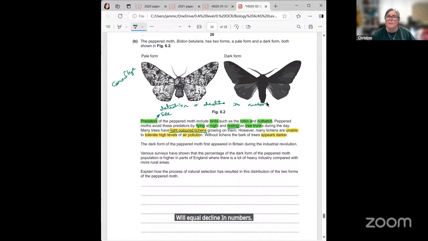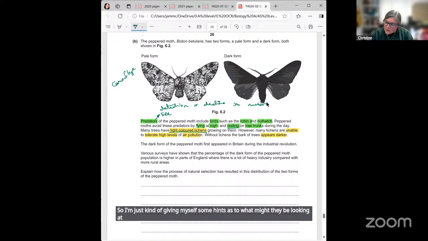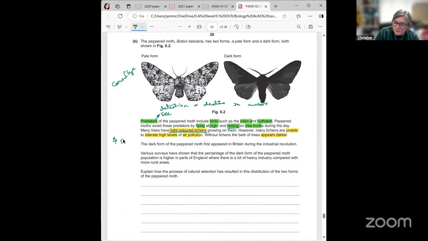So I'm just kind of giving myself some hints as to what they might be looking at when they ask these questions. So we're then told that these lichen are unable to tolerate high levels of pollution. So if there's high levels of pollution, there's going to be less light, more dark moths.